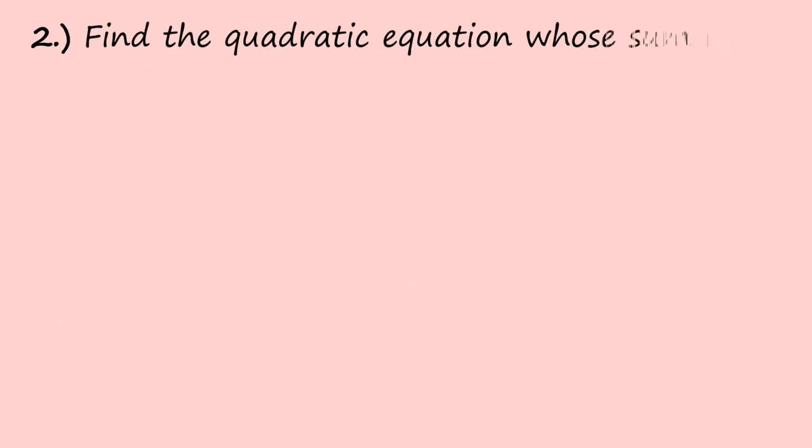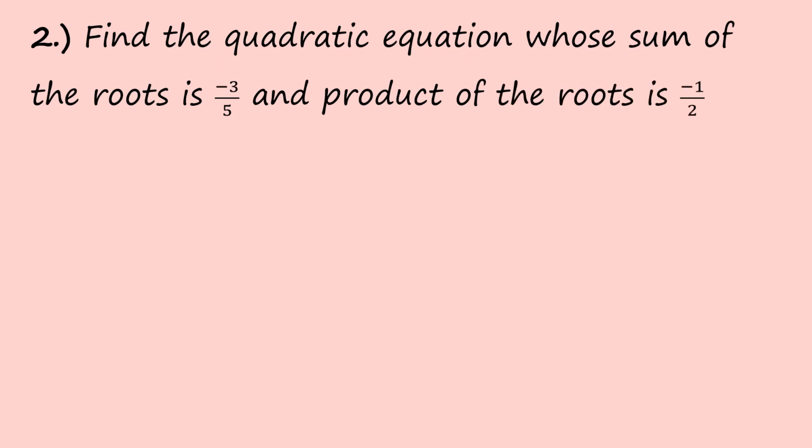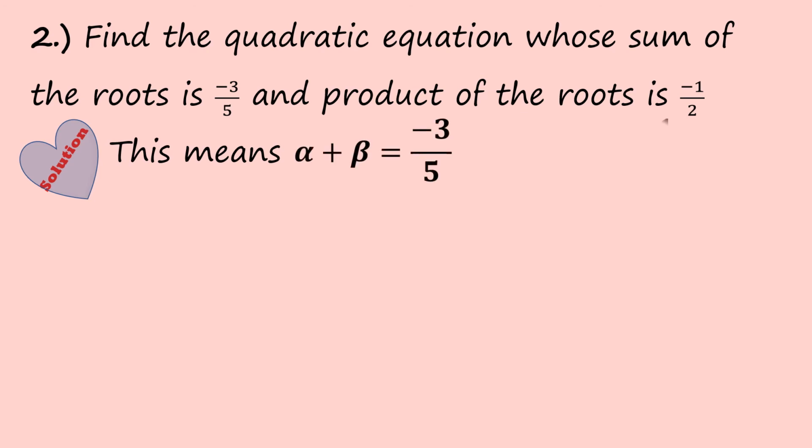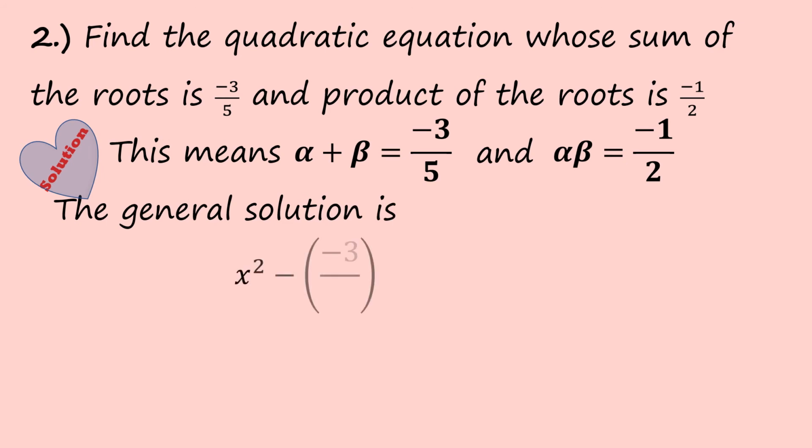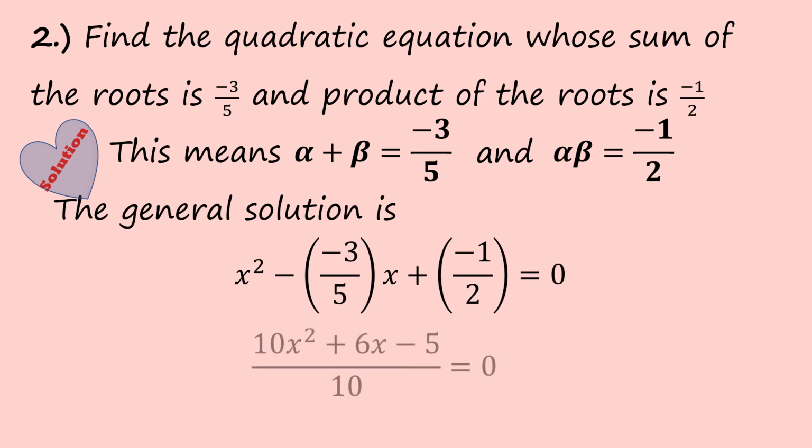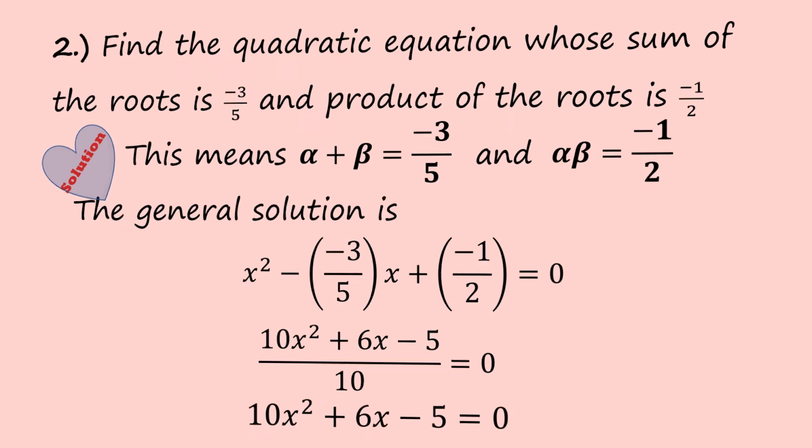Our second example is to find the quadratic equation whose sum of the roots is minus 3 over 5 and the product of the roots is minus 1 over 2. This means that alpha plus beta is minus 3 over 5 and alpha beta is minus 1 over 2. The general solution is x squared minus (minus 3 over 5)x plus (minus 1 over 2) equals 0. When we simplify that further, we have 10x squared plus 6x minus 5 over 10 equals 0, which will give us 10x squared plus 6x minus 5 equals 0.